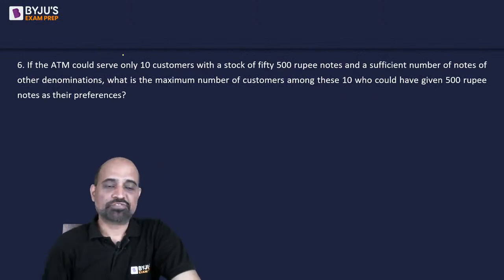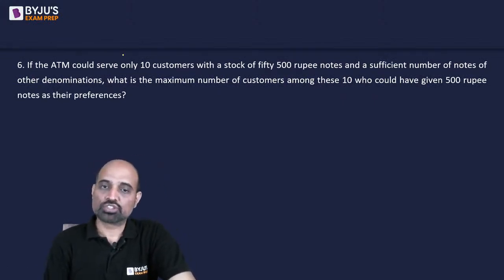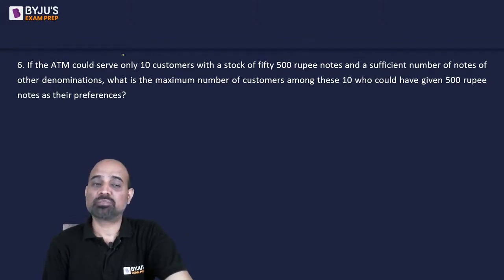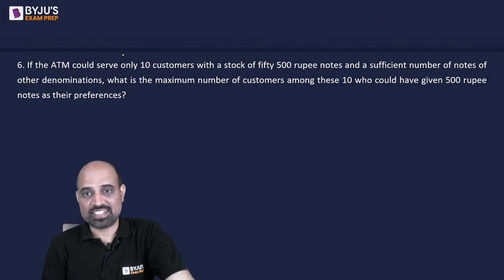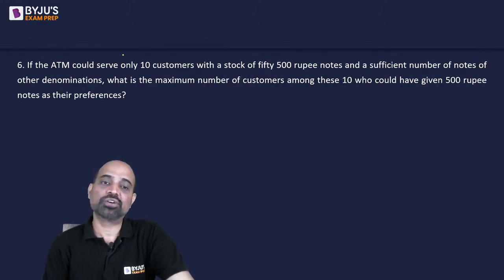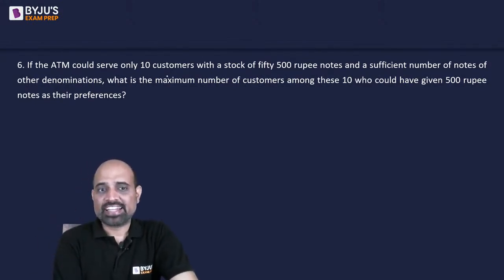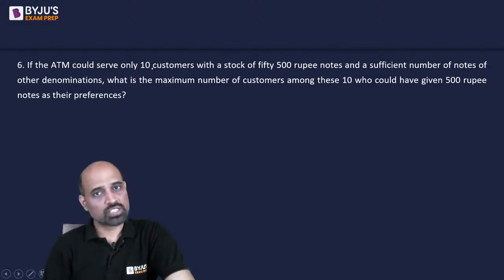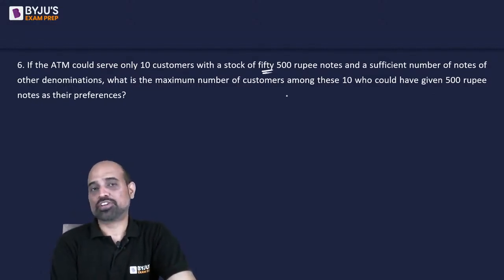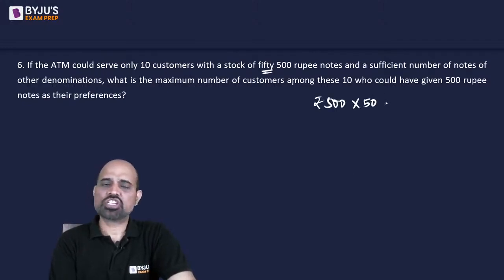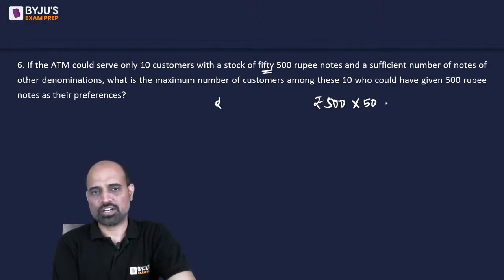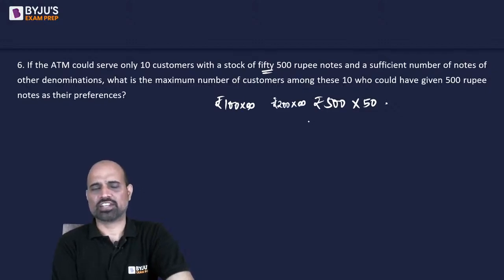Next, if the ATM could serve only 10 customers with a stock of 50 500 rupee notes and a sufficient number of notes of other denominations, what is the maximum number of customers among these 10 who could have given 500 notes as their preference? So आराम से पढ़ते. ATM को सर्व करना है 10 customers को, ठीक है, with a stock of 50 500 rupee notes. So 500 rupee notes मेरे पास 50 है, and sufficient number of notes of other two denominations. So 100 rupee notes मेरे पास infinity है, and 200 rupee notes भी मेरे पास बहुत सारे. Infinity means I have enough.